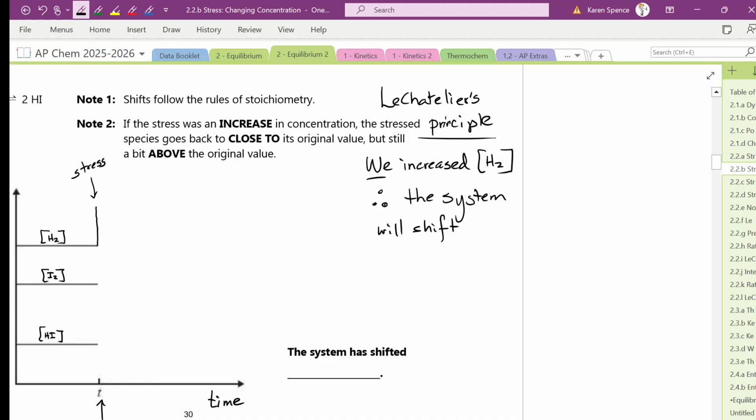and you don't just say to minimize the stress, because that's not specific enough in this case. That's what Le Chatelier's principle says in general. When a stress is applied to a system, the system shifts to minimize that stress. But what we would say is it will shift. What would minimizing this stress be? To decrease the H2, right? To bring concentration back down to close to its original level.